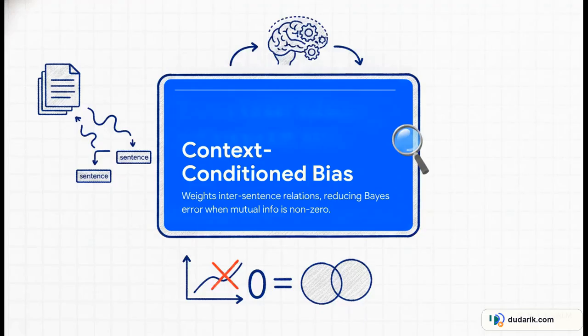All right, let's shift gears from the architecture to the underlying math in Section 3, how document context works. The researchers formalized something they call the context-conditioned bias probability. The math is dense, but the concept is profound. They theoretically proved that leveraging document context strictly reduces the Bayes error. And if you're unfamiliar, Bayes error is basically the absolute mathematical floor, the lowest possible error rate any model could ever achieve. They proved you can lower that floor as long as sentences share information.